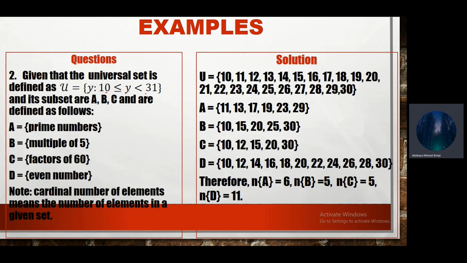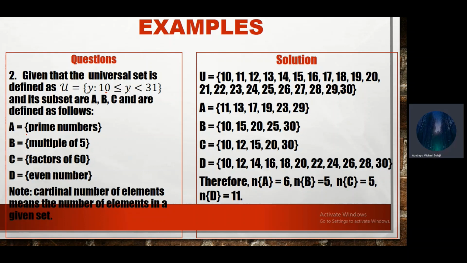Do you understand? y has values from 10. Why is it 10? Because of the equal to beneath the less than. And y has values that stop at what? At 30, because y is not equal to 31 according to our definition here. And that's why we have the members of our universal to be 10 to 30. Now this universal has subsets A, B, and C, and they are defined as follows. Because they are subsets, their values must be gotten from the universal, right?